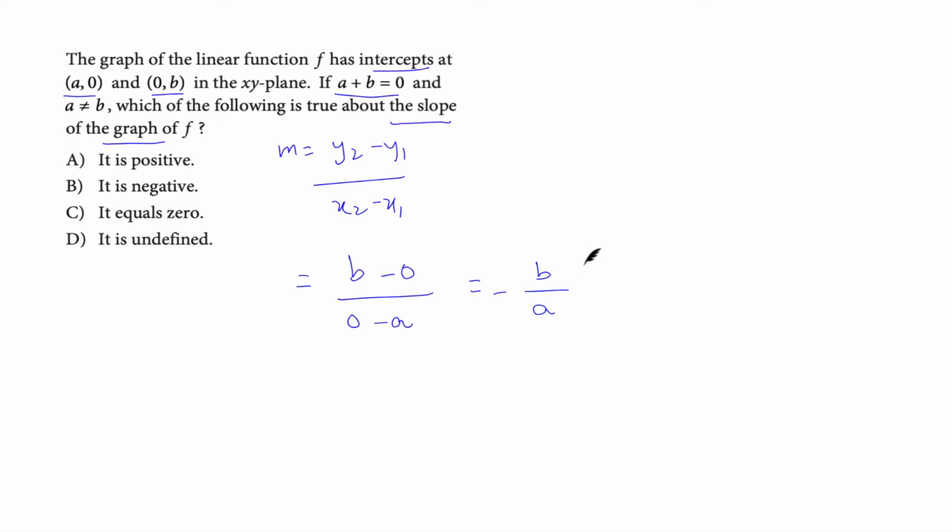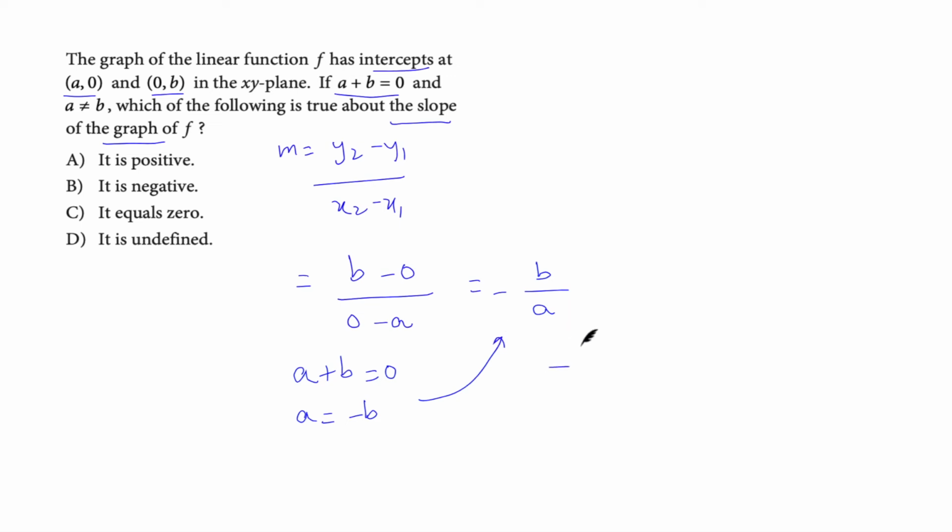Okay, so now I know that if a plus b equals 0, can I write it like this? A equals minus b. It's completely fine. Now I need to replace this over here. If a equals minus b, what will be my gradient?